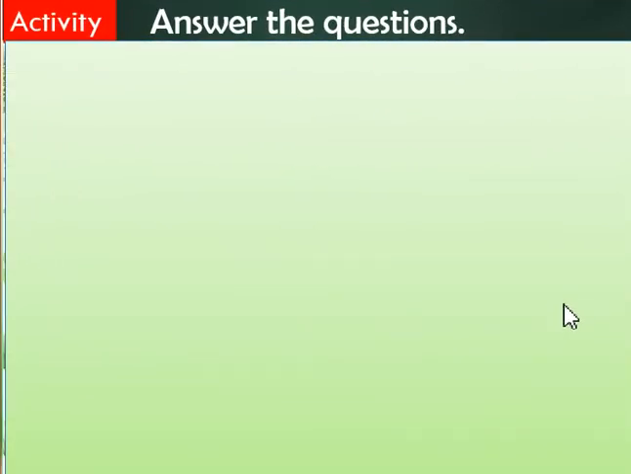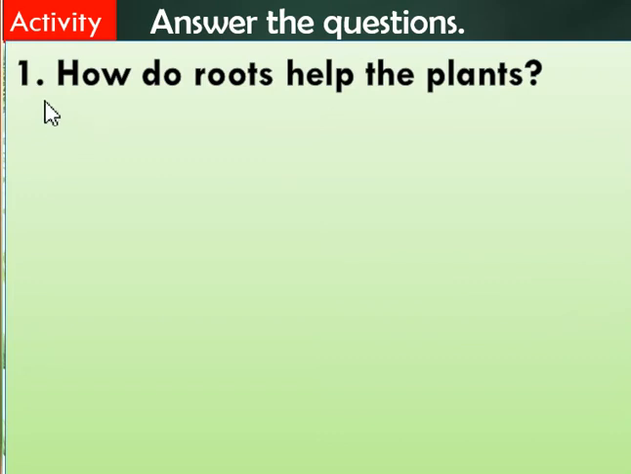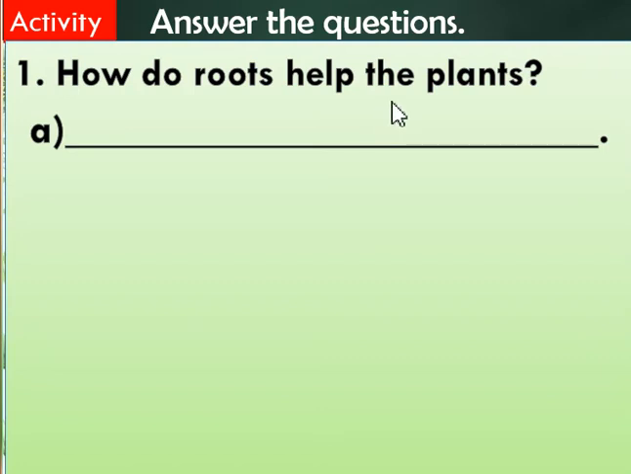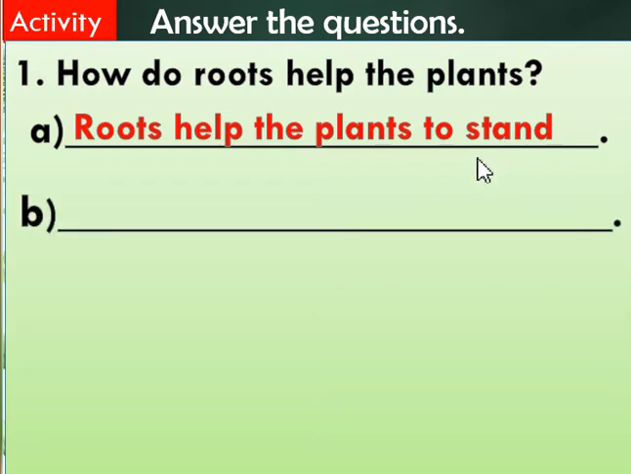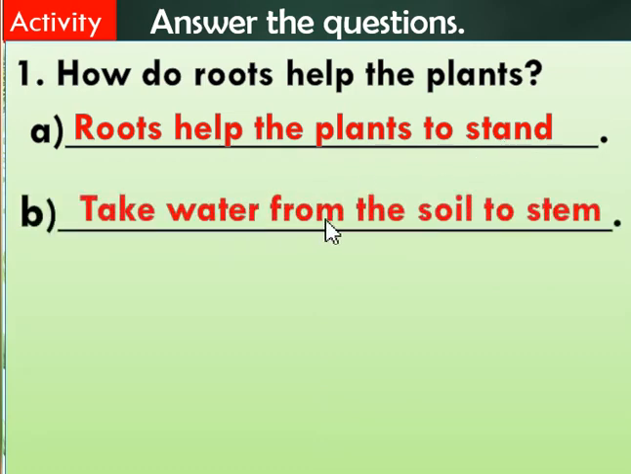Okay, we have an activity. Answer question number one: How do roots help the plant? A. Roots help the plant to stand, because without roots the plant cannot stand. B. Roots take water from the soil to the stem.